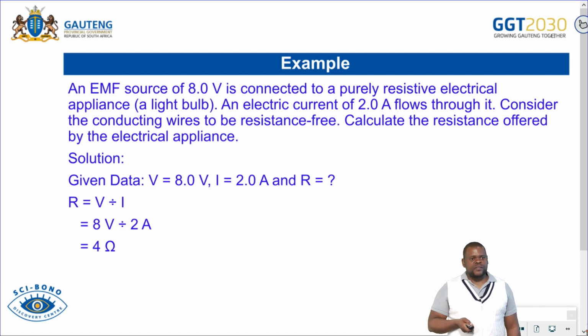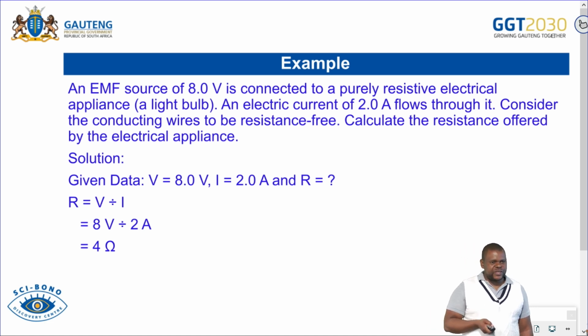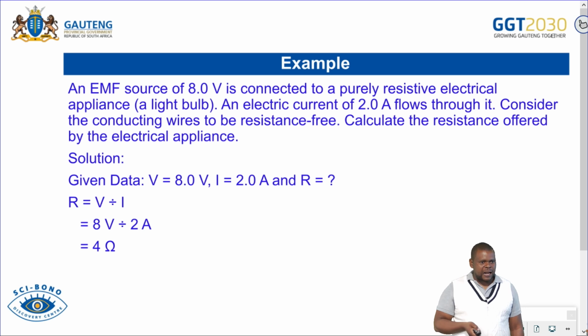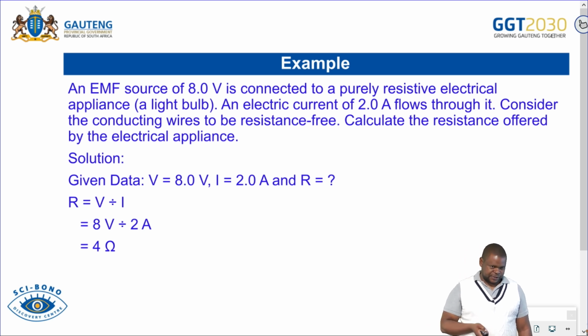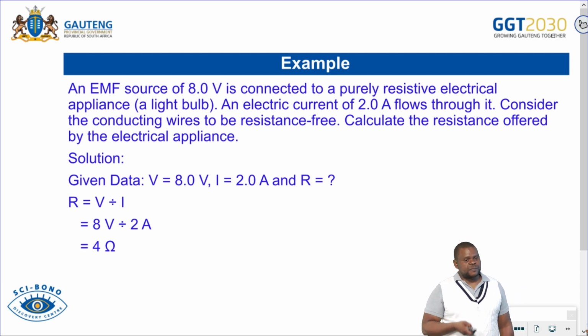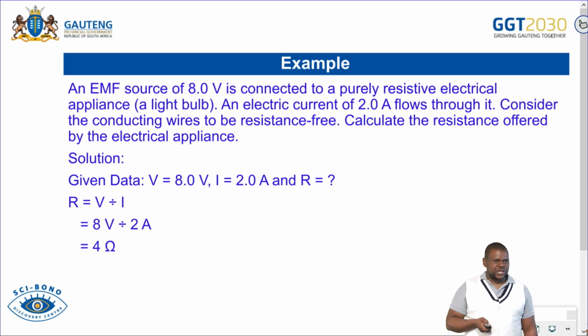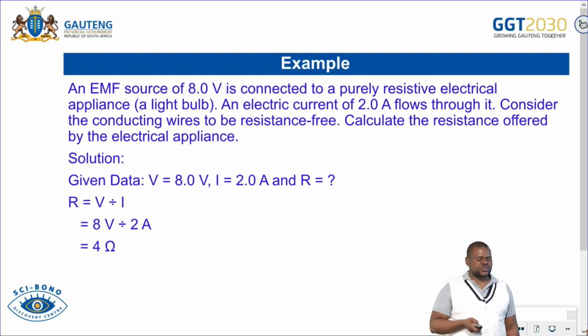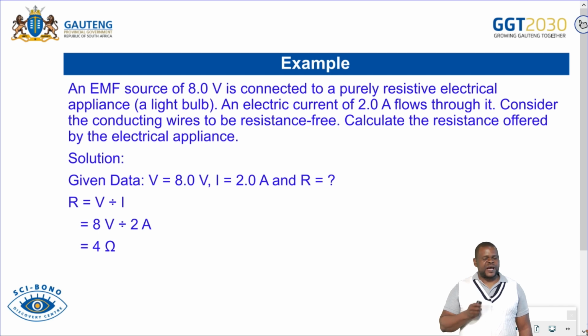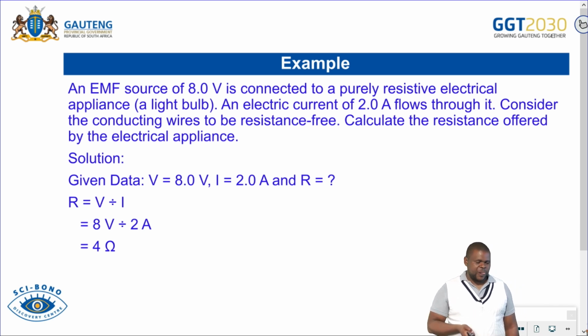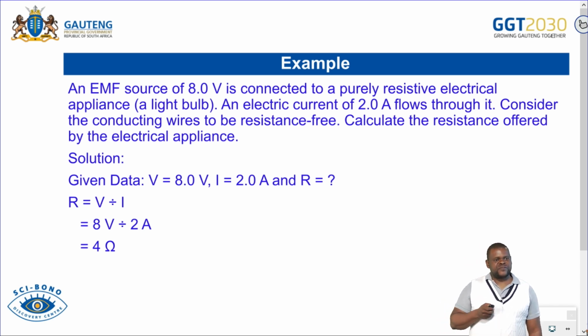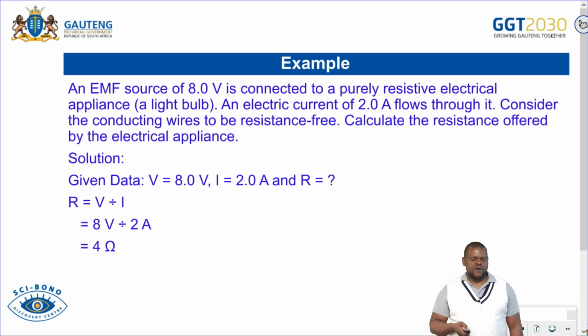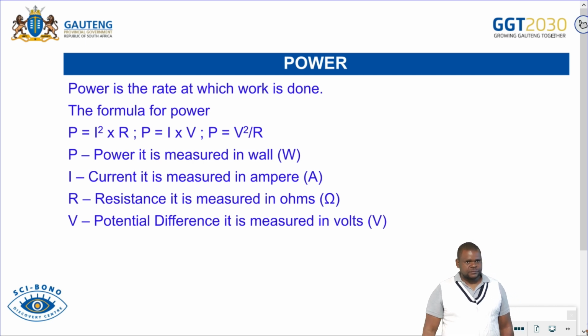Then the formula that is suitable for this calculation will be R, which is resistance, is equal to potential difference divided by what? Divided by current. And then as we substitute, we say our potential difference or our EMF is equal to 8 volts divided by what? 2 ampere, which gives us what? 8 divided by 2 is how much? Is 4. We go on.